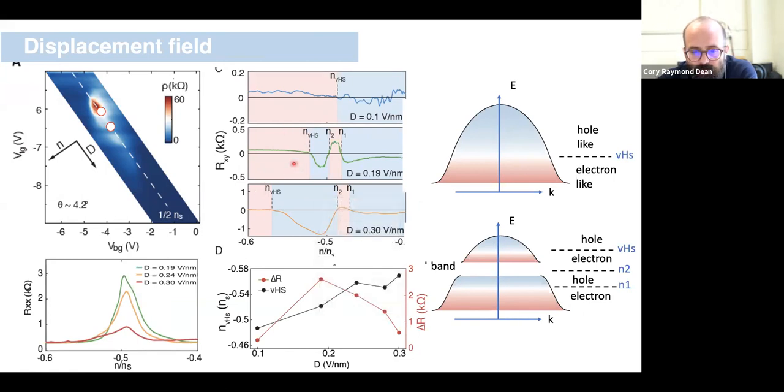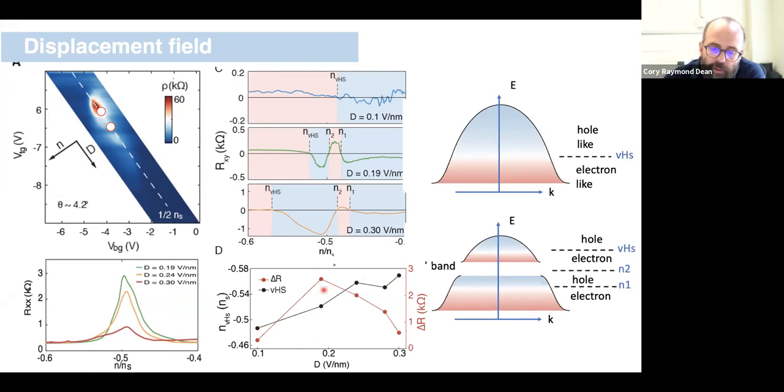Okay, so I can focus on this feature here and track how it evolves as a function of the displacement field. What I see is that it continually pushes out to further and further doping away from the half filling point. Here in black, I'm plotting the identity of this inflection point that we're calling the Van Hove singularity as a function of displacement field. It starts off slightly below half filling at very low displacement field, and then the position of this feature pushes through half filling as I increase the displacement field.